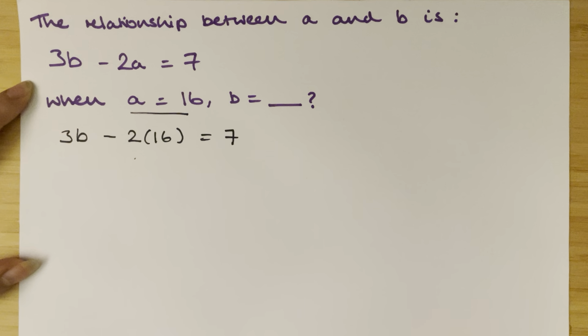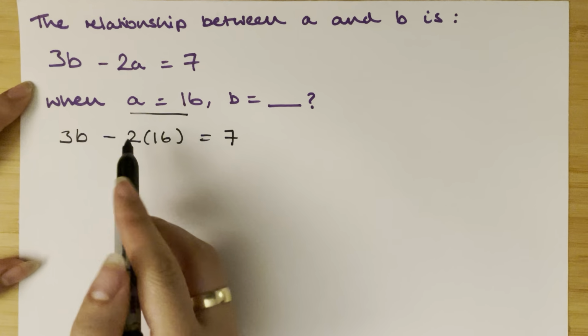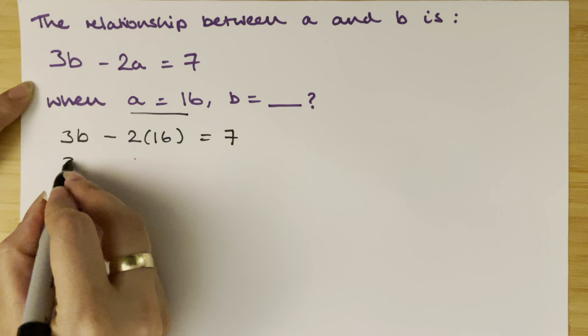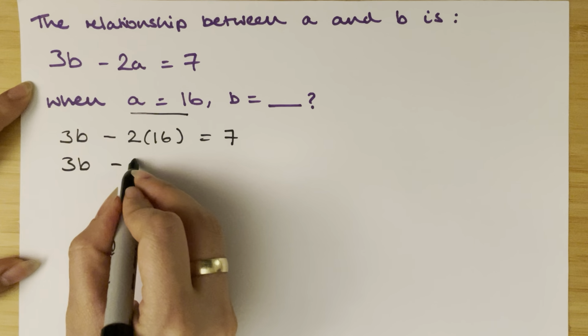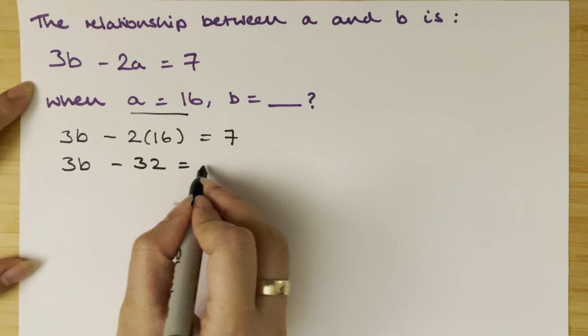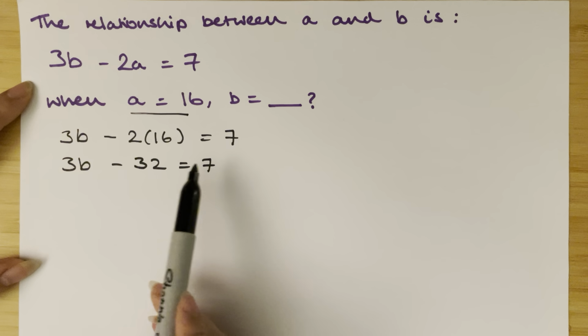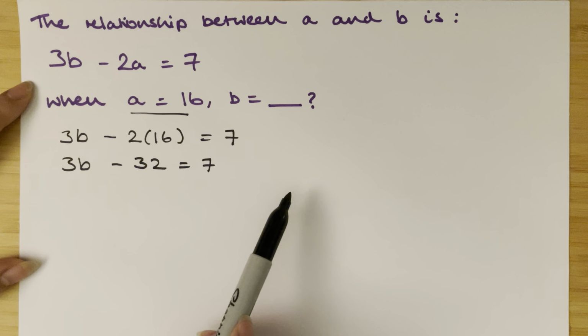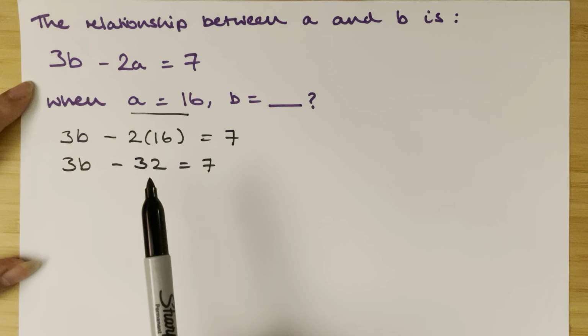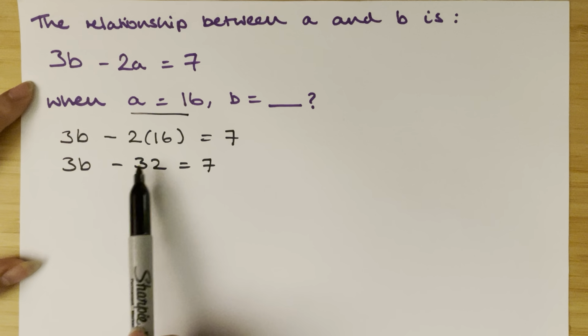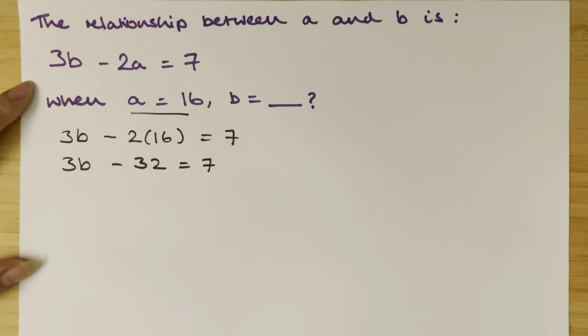I'm going to write out the statement again, but multiply out these brackets. 3B take 32 equals 7. Now we're in a position where we want the Bs on one side and all the numbers on the other side. That means we want to get the 32 and put it over to the right hand side.